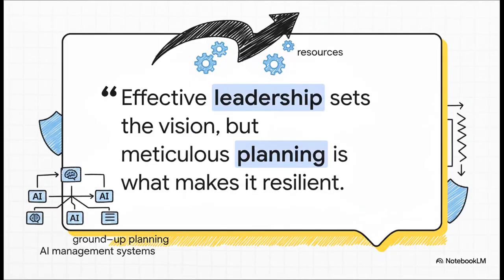So, if there's one thing to take away from all this, it's the partnership between these two clauses. Leadership provides the vision, the resources, and that critical top-down commitment. But it's the meticulous, ground-up planning and risk management that builds the resilience you need to turn that vision into a trustworthy and effective reality. So the real question is, is your planning robust enough to support your vision?